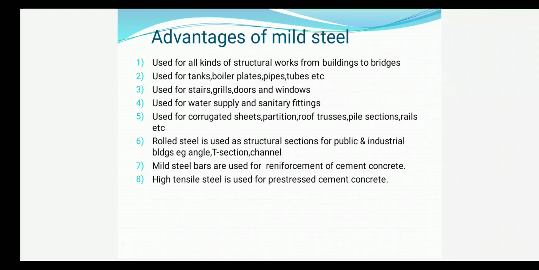Rolled steel is used as a structural section for public and industrial buildings, for example angles, channels, T-sections, joist girders, etc. The mild steel bars are used for reinforcement of cement concrete. High tensile steel, which is also known as medium carbon steel or tar steel, is used for pre-stressed cement concrete. So these are some of the advantages of steel.